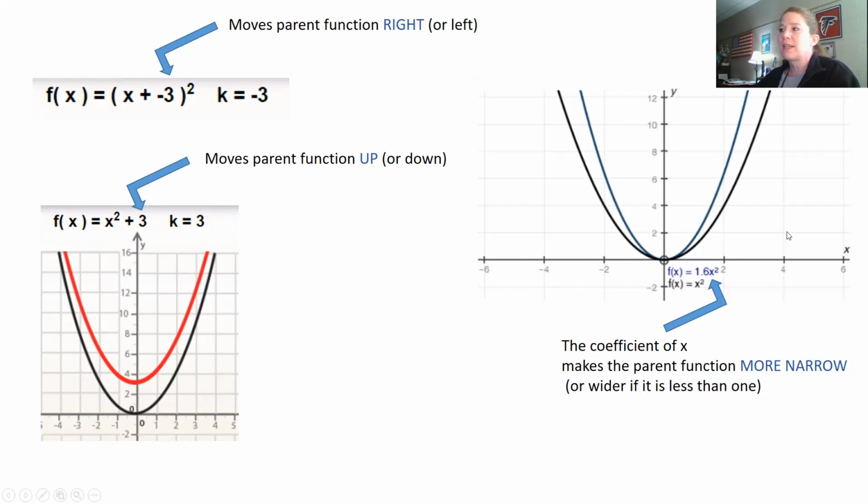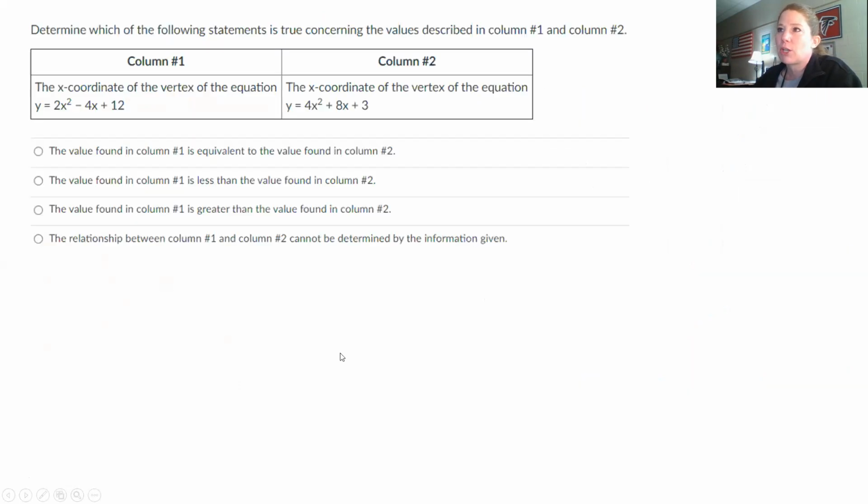And then the transformation that makes your graph wider or more narrow would be the coefficient of x. So as the number multiplied by x gets larger, your graph actually shrinks. It sounds like the opposite. And if that number gets smaller, your graph is going to get wider. Okay, so that's just a very basic summary of how changing those numbers is going to affect what your parabola looks like.